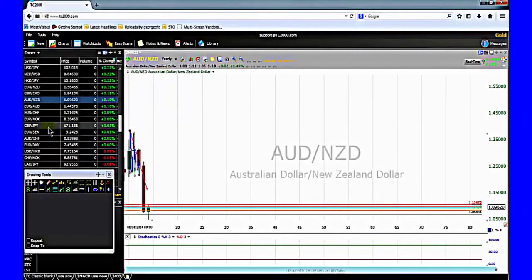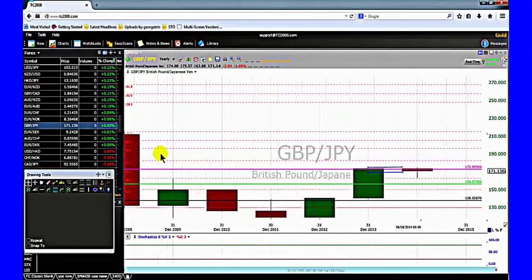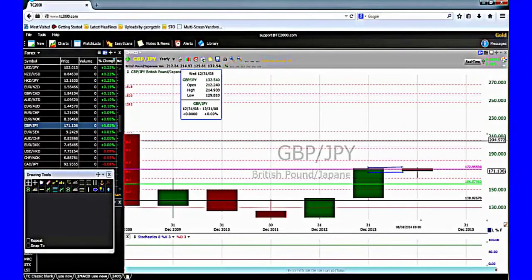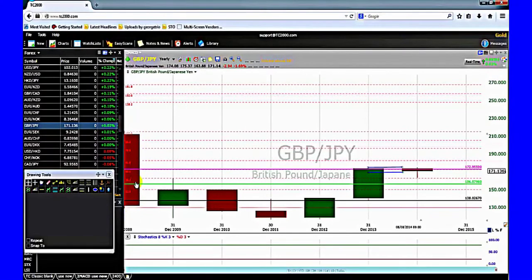All right? We are looking at the pound-yen currency pair. On the yearly chart, you can see I highlight this candle here. This is the 2008 candlestick bar right here. And the median line of that year, so the range of 2008, the median line is the pink line here at 172.95. It's a very, very important key level.